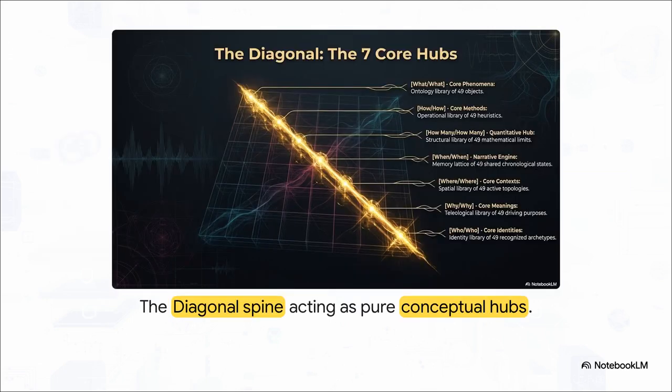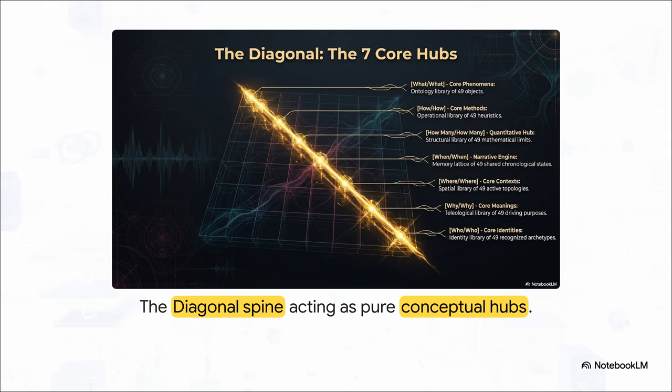Inside this beautiful lattice, there's a core structural spine. If you imagine tracing a diagonal line straight through that 49-node matrix map, when a primary coordinate intersects with itself, like what crossing directly with what, it creates a pure conceptual hub. There are exactly 7 of these core hubs in total. And to keep the whole system incredibly lean and efficient, each of these hubs holds a strict biological limit of exactly 49 vectors.